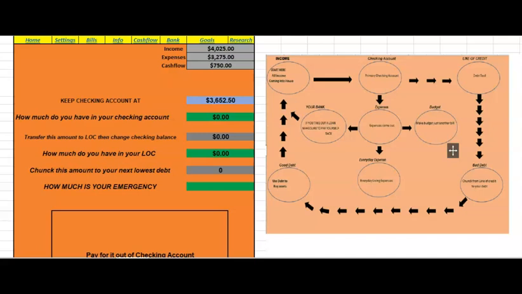So it's just a process. Paying your bills is a process. If you just go in every payday and mindlessly pay your bills, you've got to understand there needs to be some kind of strategic plan, and this chart will help you do that.